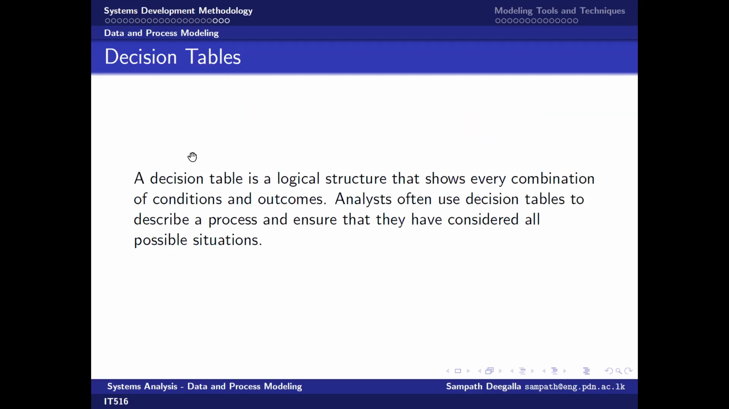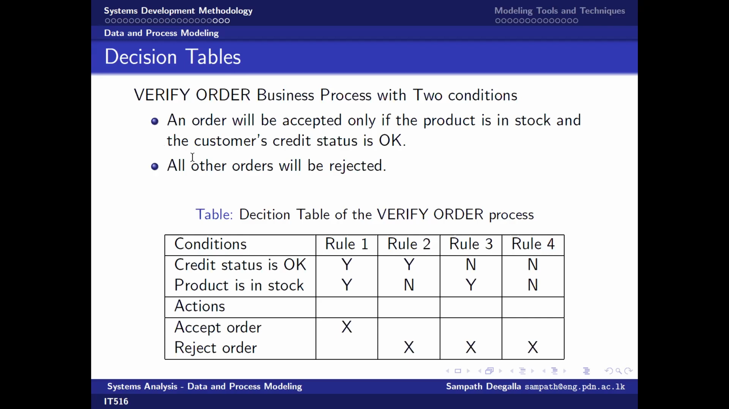Secondly, you can have a decision table. In a decision table, we have a table-like structure, and then we look at all possible situations within it. So let's look at an example. In this example, we are going to check two conditions, right? The first one: we are going to accept the order if the product is available and the customer credit status is okay. So what we are going to do is put up all possible combinations, right?